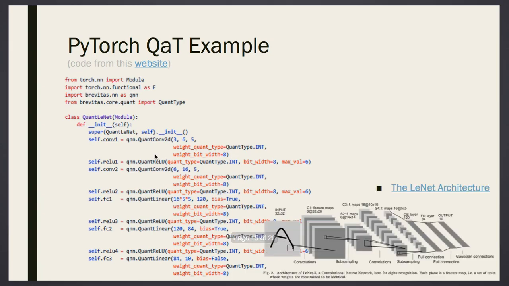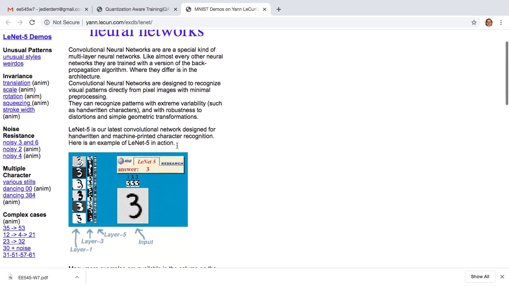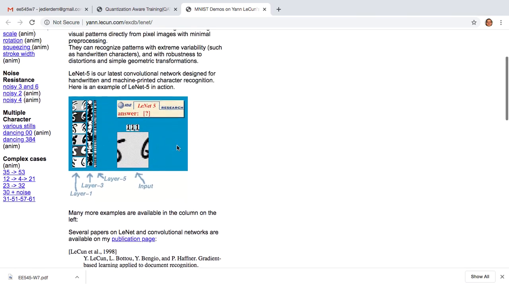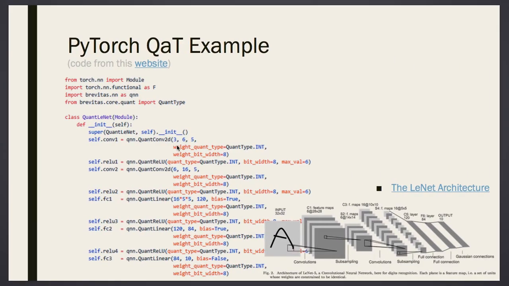So guys, actually this network is trying to create the LeNet architecture. LeNet is one of the very first convolutional neural networks. It is constructed by Yann LeCun. If you go to the website, there are several versions of LeNet. Actually, LeNet is a very simple convolutional neural network, and it has a very simple architecture.